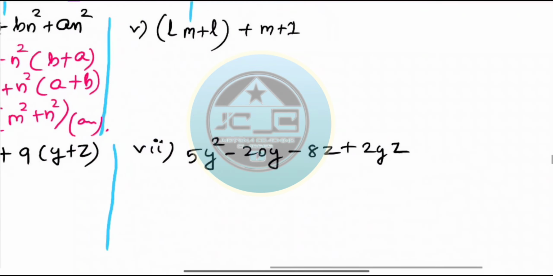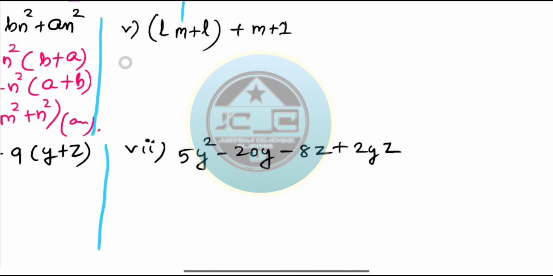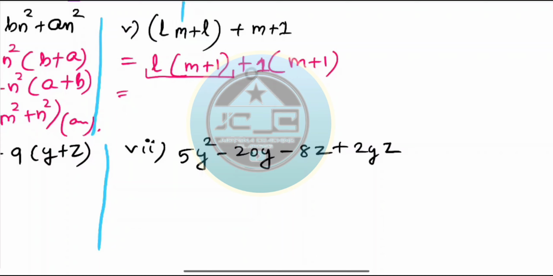The next one, the fifth one, we have lm plus l. Now you take l common out of this, lm plus l, so l common. You have m plus 1. And then plus from these two terms you take common 1, so 1 common, you have m plus 1. Clear? Now in these two terms we have m plus 1 as a common factor. You take m plus 1 common, then l plus 1, right? This is the final answer.